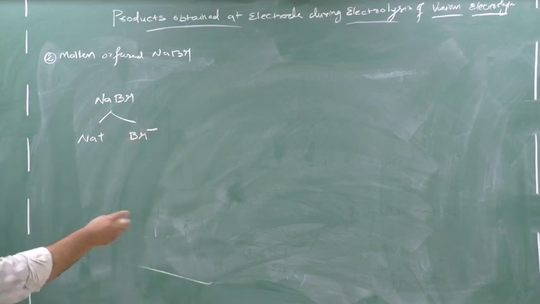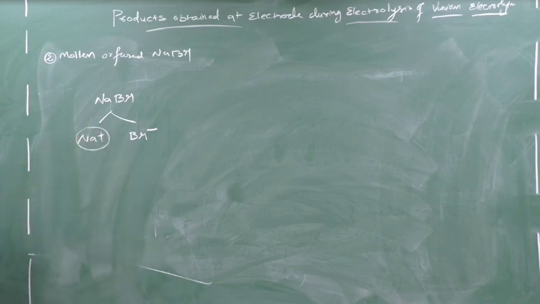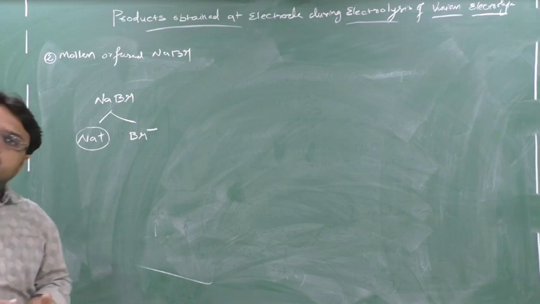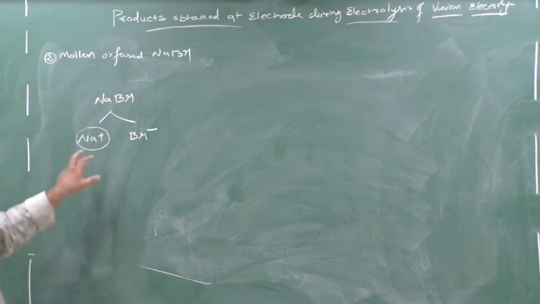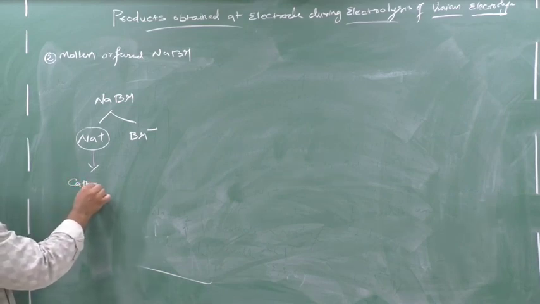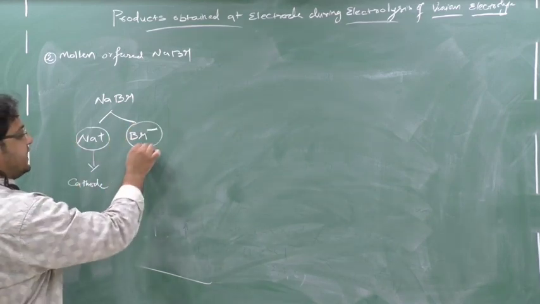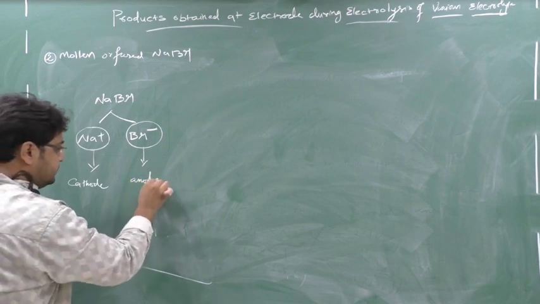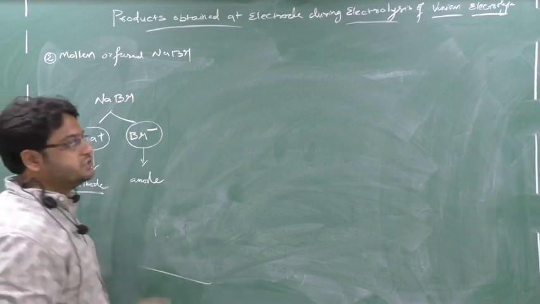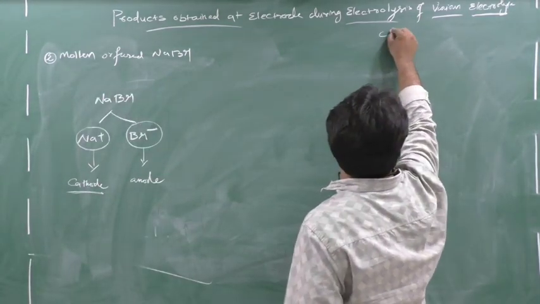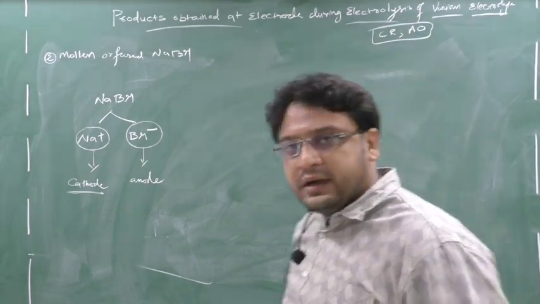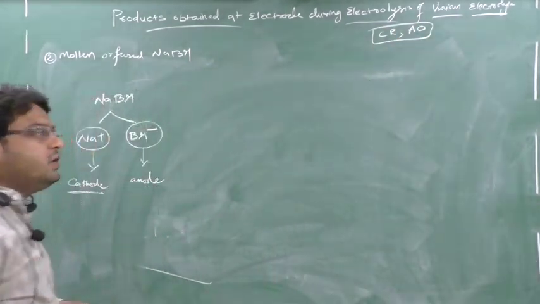Clear? Now this is a positive ion. As I have shown just now in the theory, ions will move towards the electrode of opposite charge. So this positive ion will move towards the negative electrode, that is the cathode. So this Na+ will go towards the cathode and this Br- will go towards the anode. At the cathode what occurs? Reduction. At the anode what occurs? Oxidation. Please remember, cathode reduction, anode oxidation. Clear?